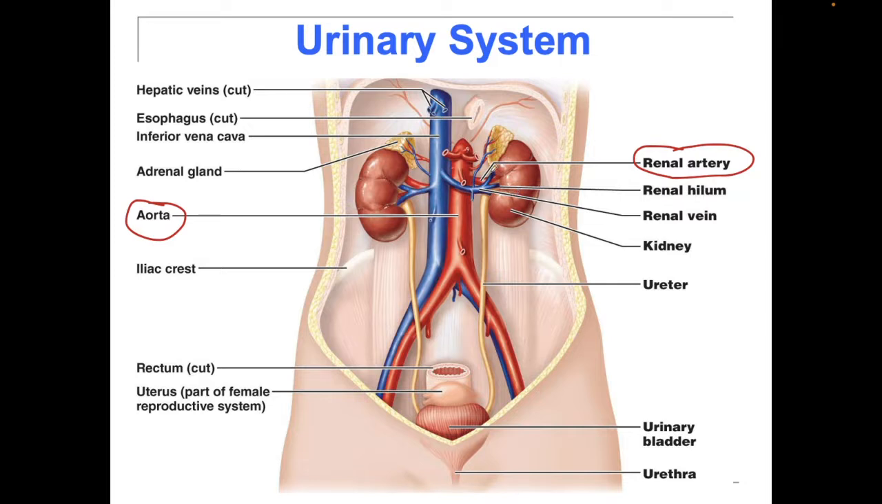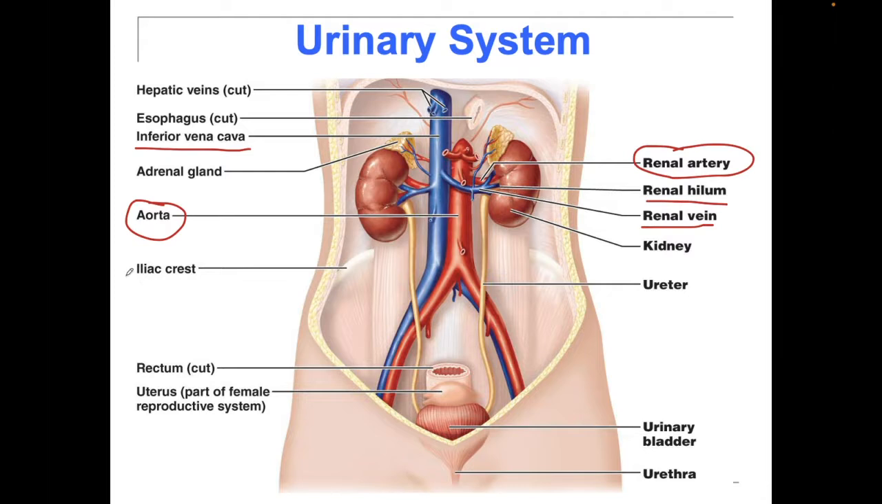The entrance of many of the blood vessels into the kidney is called the renal hilum. And yes, there was a renal artery. There's also a renal vein. The renal vein will bring the deoxygenated blood into the IVC, the inferior vena cava. Okay, and the IVC goes up and it's trying to bring the deoxygenated blood back to the right atrium of the heart.